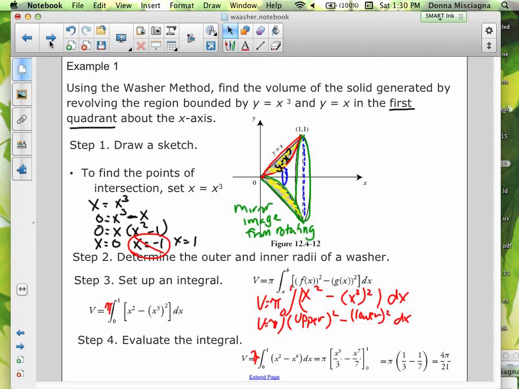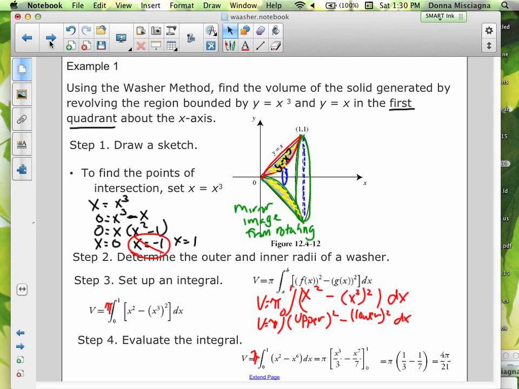To find the points of intersection, you just set your functions equal to one another. Notice it says first quadrant, so any value that is not in the first quadrant, we'll eliminate. So we have x equals x cubed. Subtract x from both sides: x cubed minus x. Factor out an x: x times x squared minus 1. Of course, x squared minus 1 factors into x plus 1 and x minus 1. So you've got three solutions: 0, negative 1, and 1. Can't use negative 1 because that's not in the first quadrant.